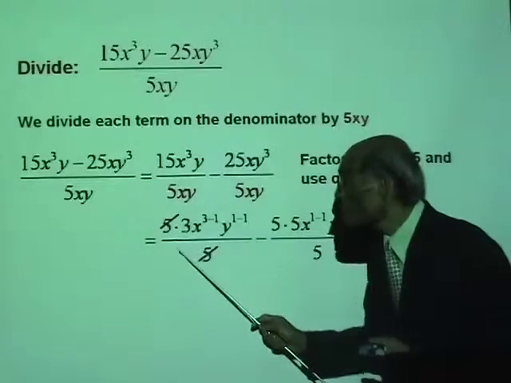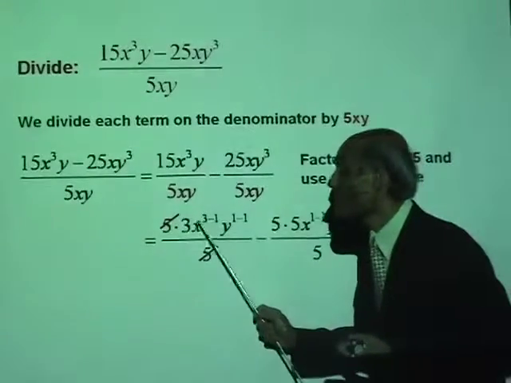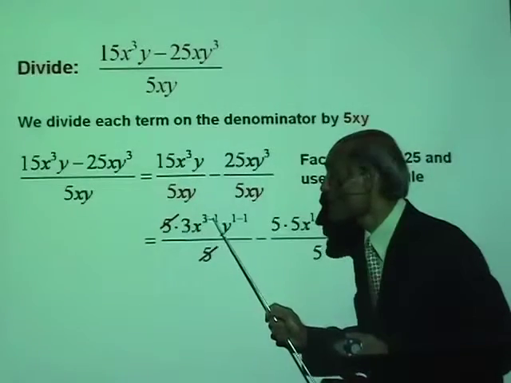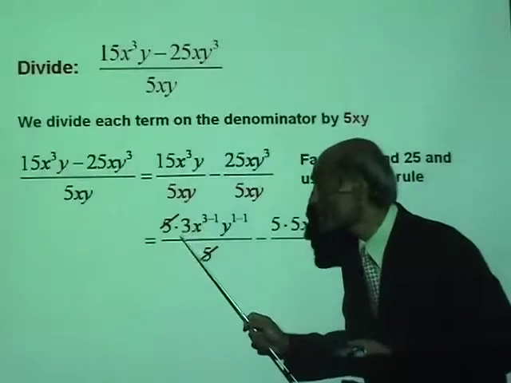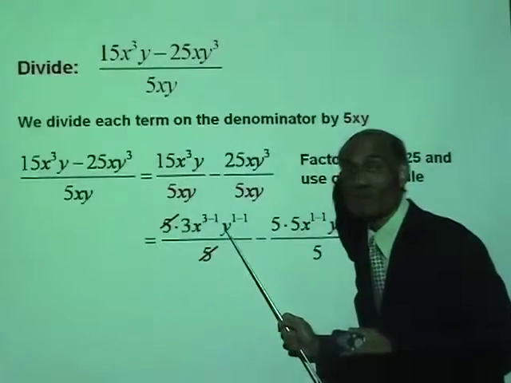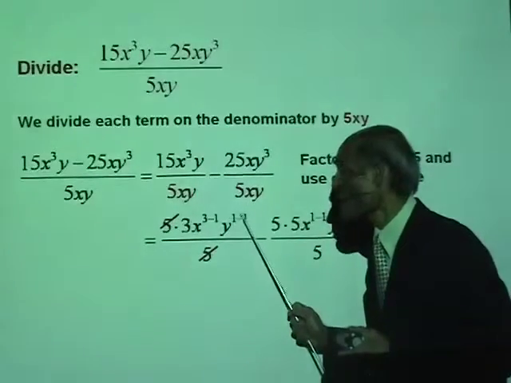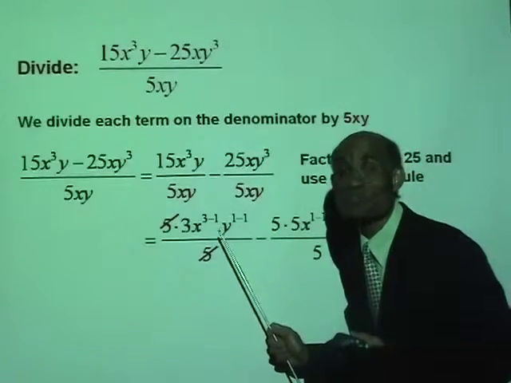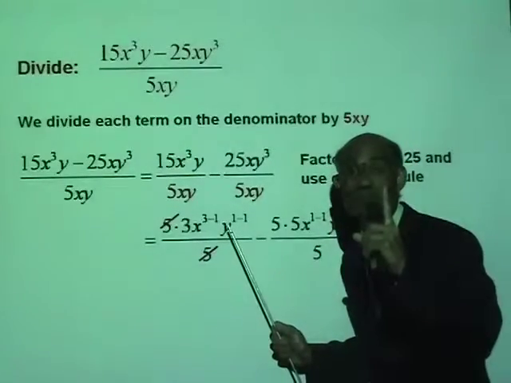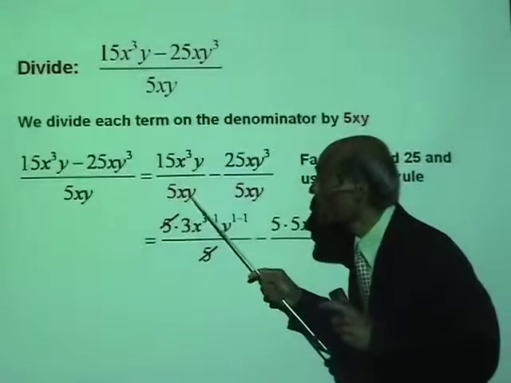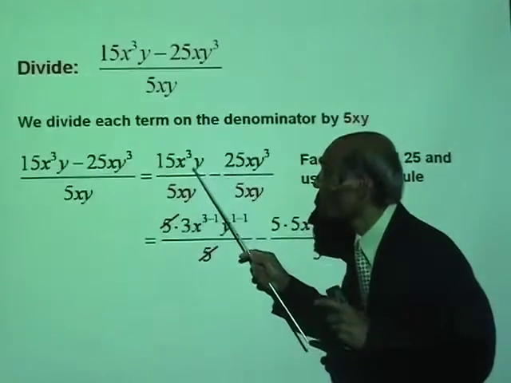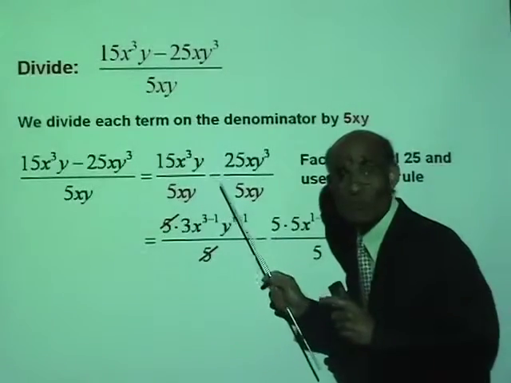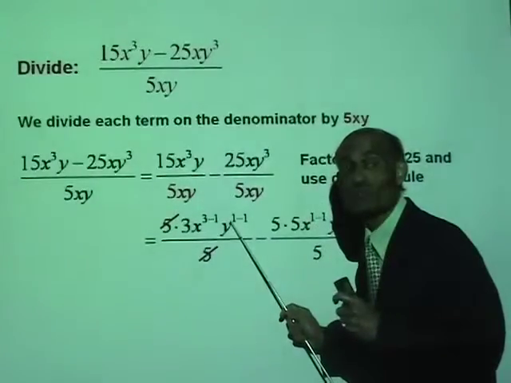What is my first term in here? There's a 3 here. x to the power of 3 minus 1 is 2. That will be 3x squared. What is this? y to the power of 1 minus 1 is y to the power of 0, which is 1. You see, we could have simply cancelled this y with that y. Probably that is simpler, is that right? Yes. But it gives you the same result.